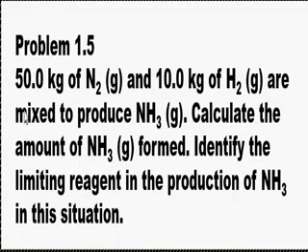Problem 1.5. 50 kg of N2 and 10 kg of H2 are mixed to produce ammonia. Calculate the amount of ammonia formed. Identify the limiting reagent in the production of ammonia in this situation. Now you know this is Haber's process, that is a production of ammonia from N2 and H2. We have to find two things in this question. Number one, you have to identify the limiting reagent and you have to calculate the amount of ammonia formed.